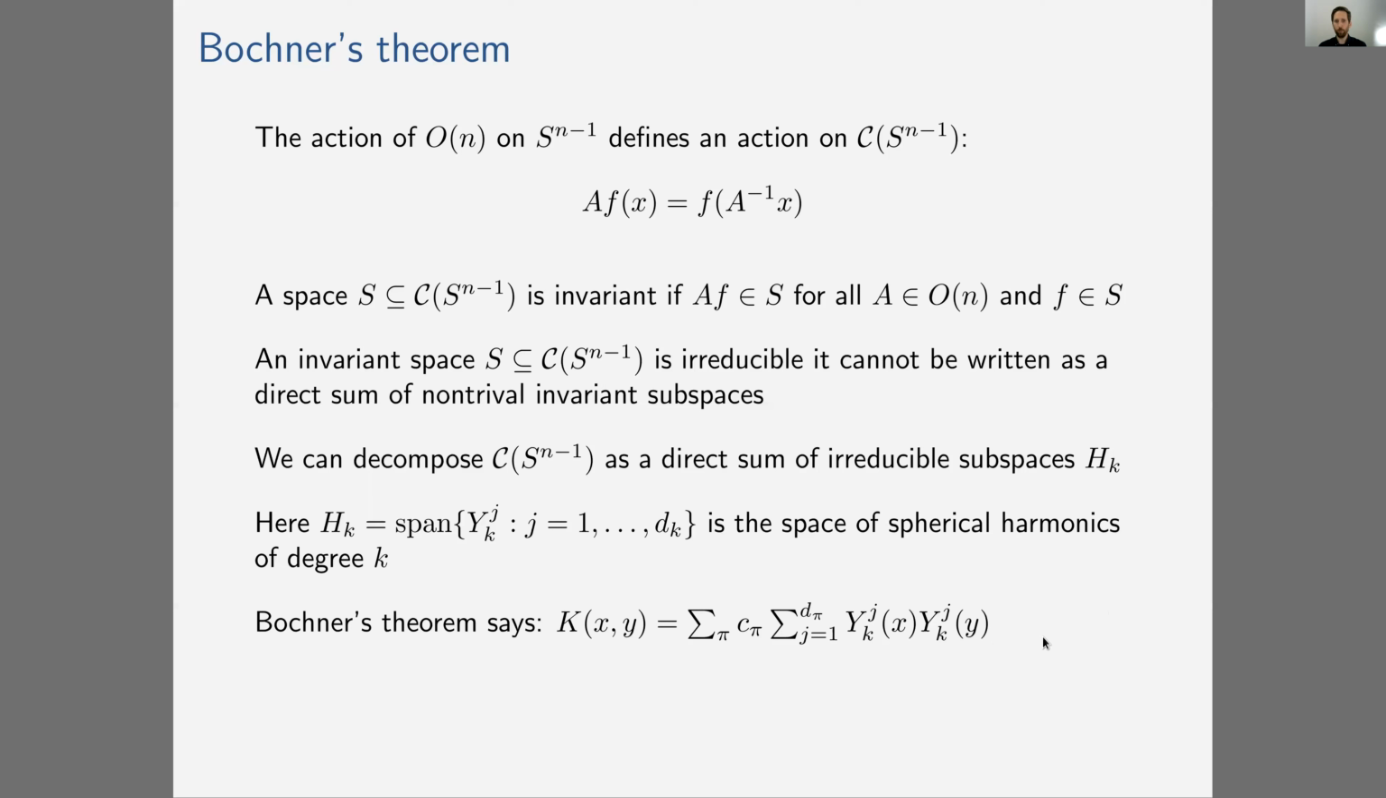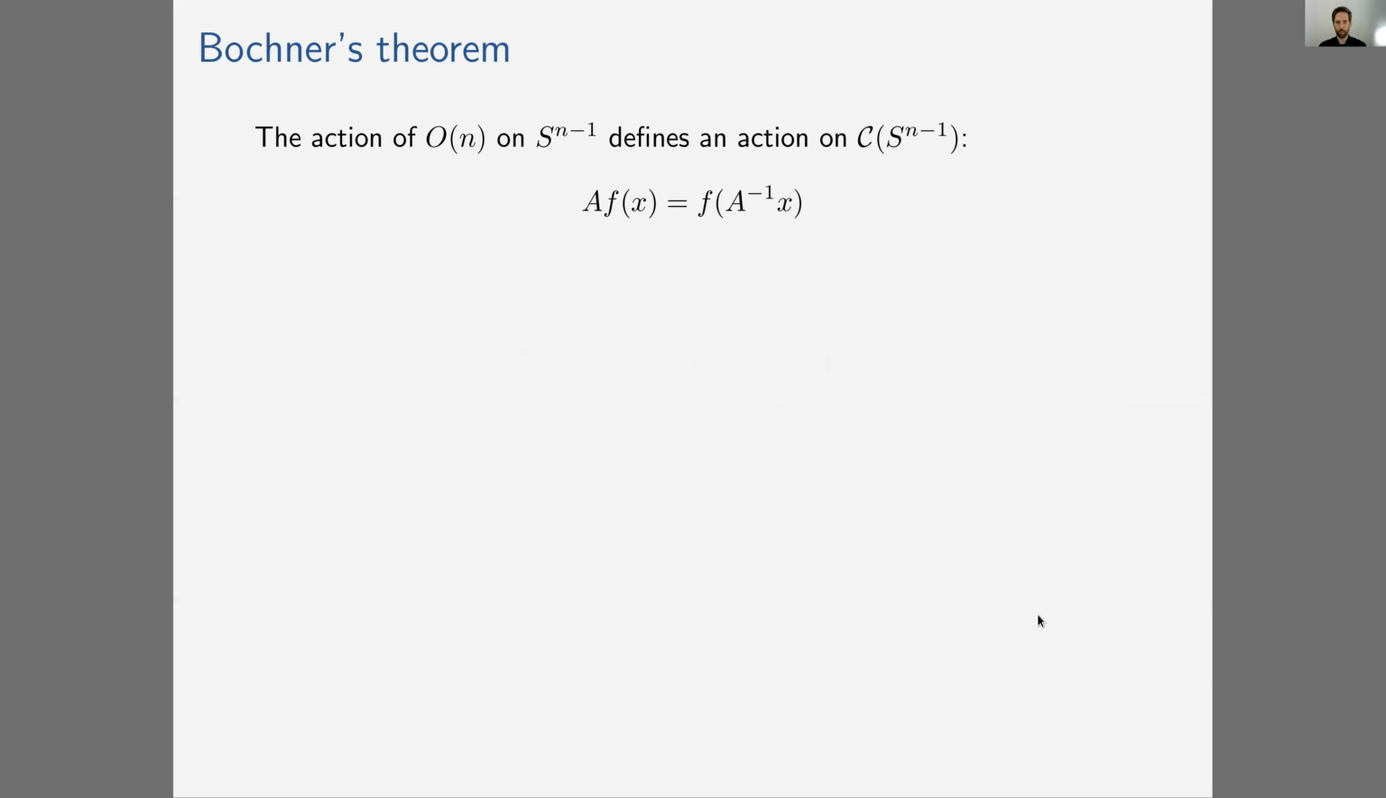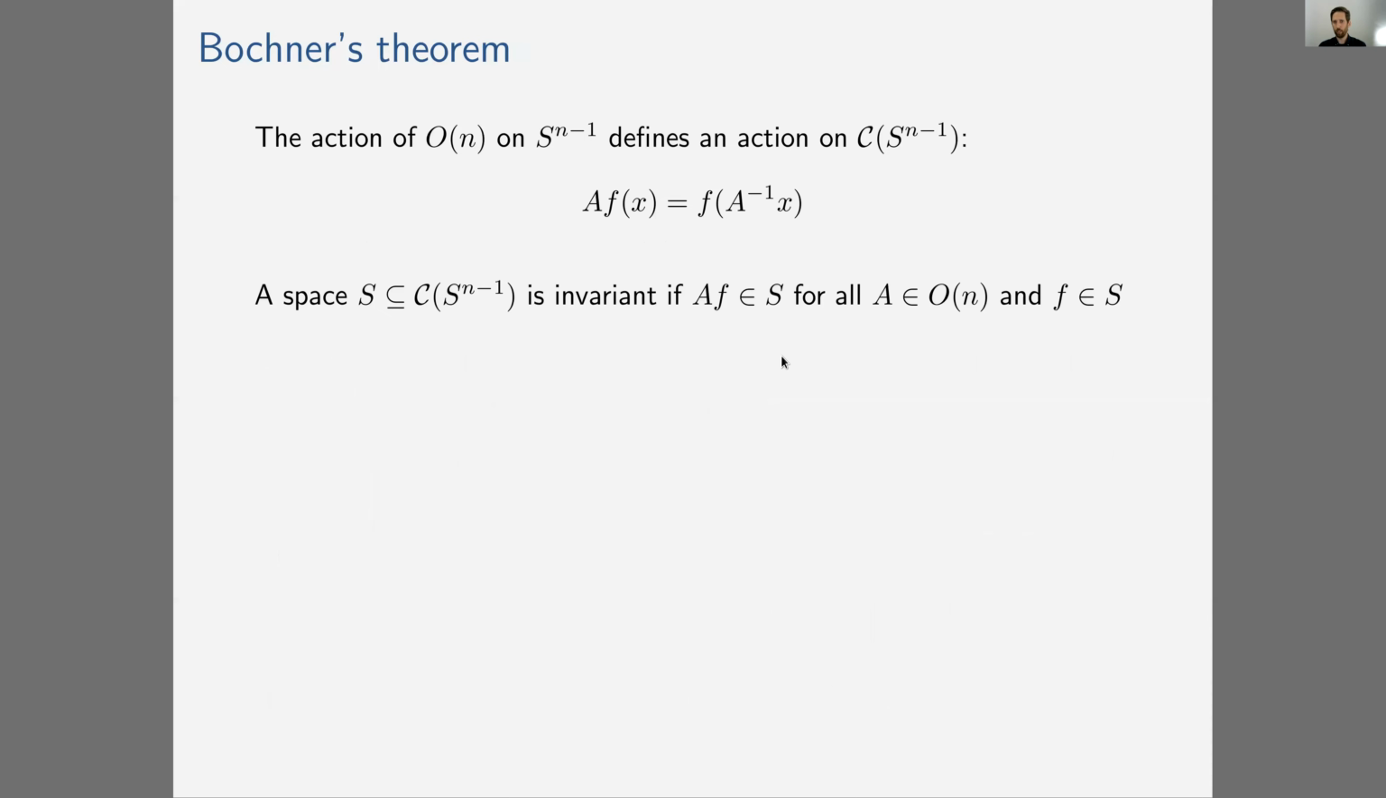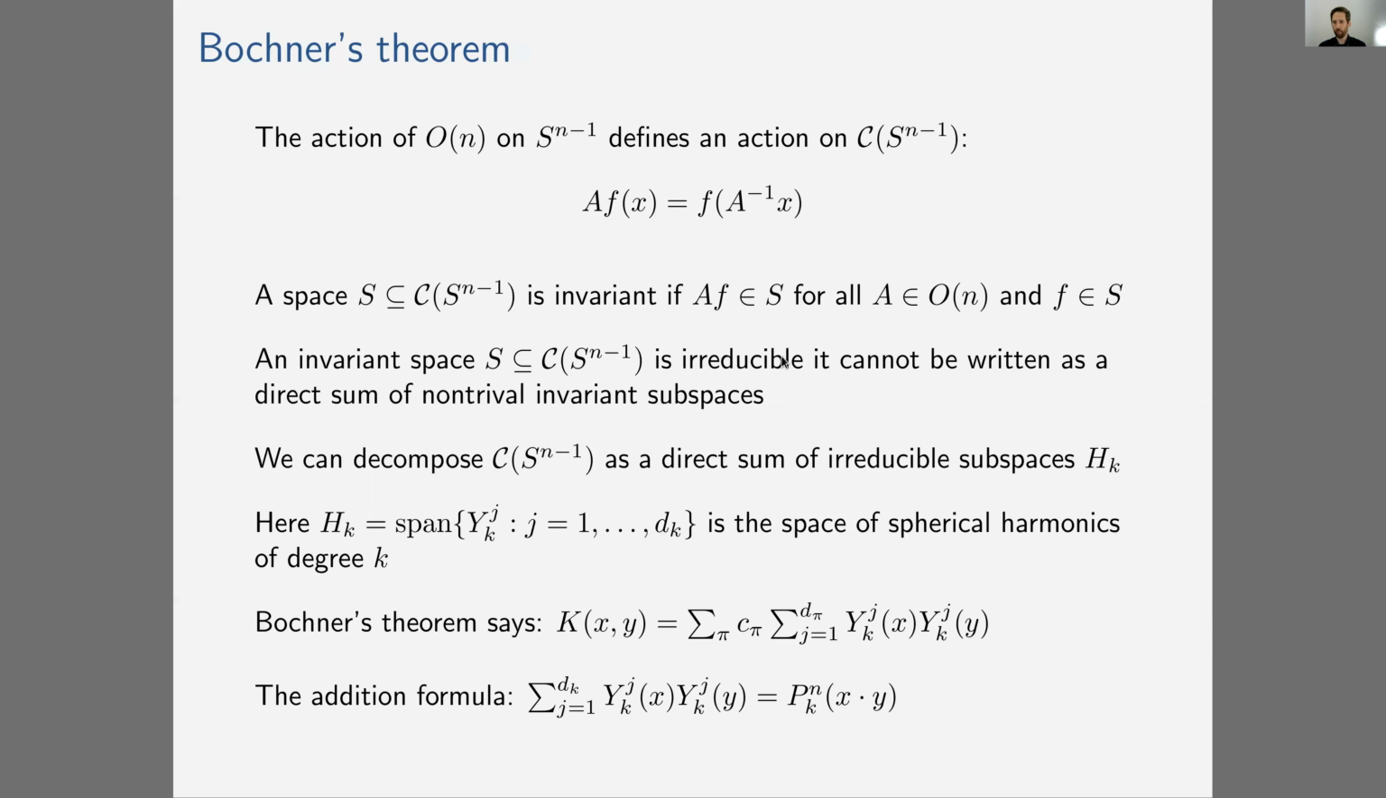Yeah, so how do we get Schoenberg's theorem from this? That's the addition formula. So the addition formula says that if you sum these spherical harmonics in this way, we get the kth Gegenbauer polynomial evaluated at the dot product. And then if you plug the addition formula into this Bochner's theorem, we get exactly back Schoenberg's theorem, right? So let me just show you Schoenberg's theorem again. There we said it's a sum over k of non-negative coefficients times these Gegenbauer polynomials. And that's exactly what we get here.